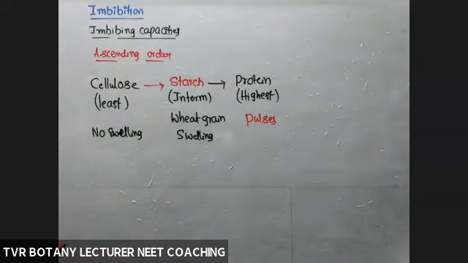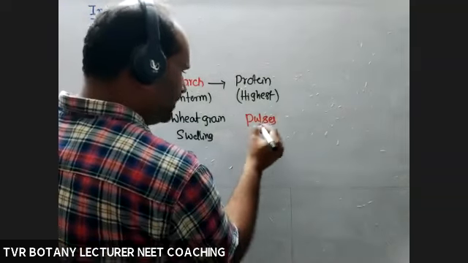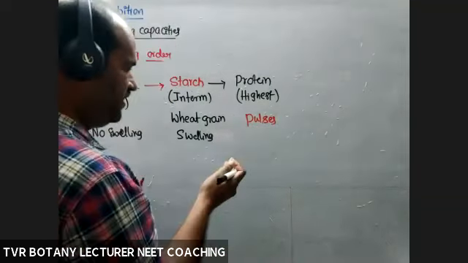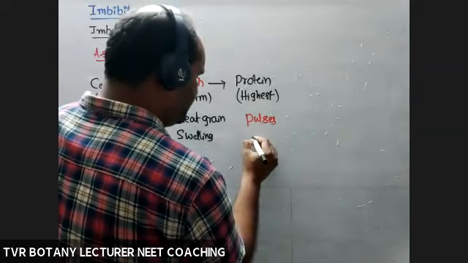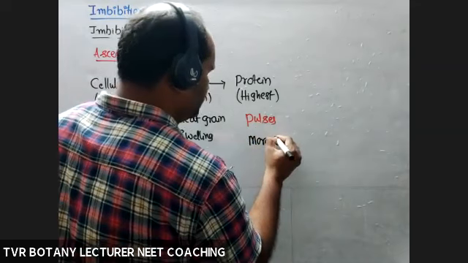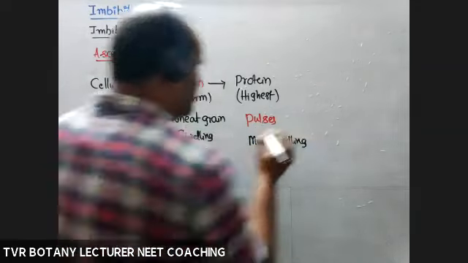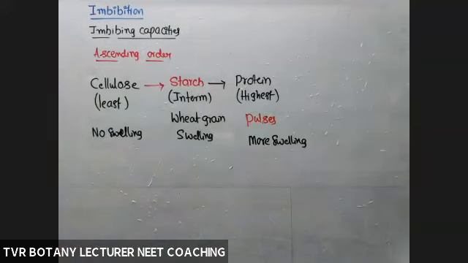Senagalu. Okay, so what about the so-called Bengal gram or pulses? They're rich in proteins. So in this case, which shows the highest swelling? The reason is they are rich in proteins. So that's about imbibing capacities of various hydrophilic colloids. They're able to take up water.